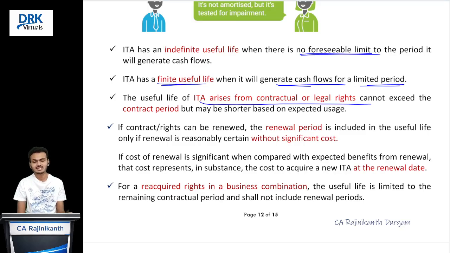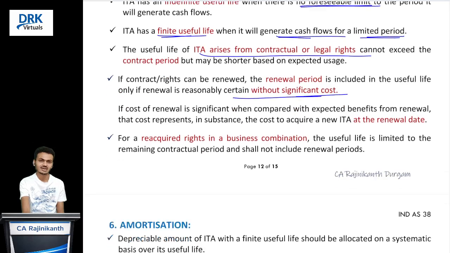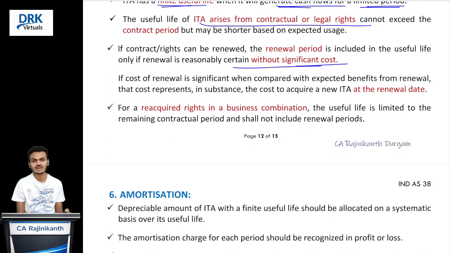If the contract has a renewal option, yes, we can include that renewal period also in useful life, only when the cost of renewal is insignificant. If the cost of renewal is significant, in that case we should not include the renewal period in the useful life. Okay, are you clear with this?